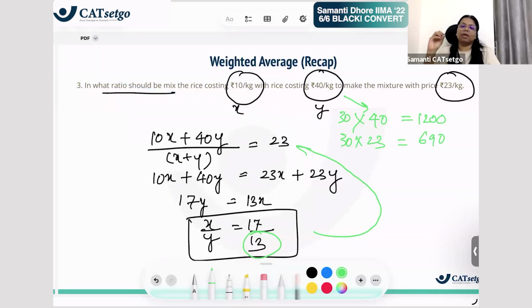So this is the psychology that goes behind mixing, right? What you do is by mixing you drive down the cost, right? Originally, if you have bought only this 40 rupees per kg rice, that would be your cost. But you drove down this 1200 to 690 rupees. You drove down that price by mixing, right?